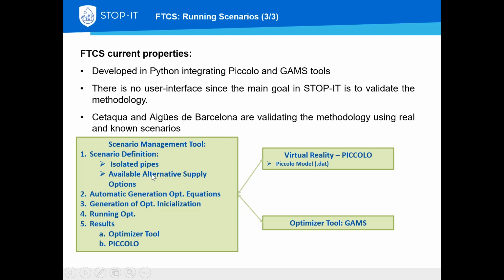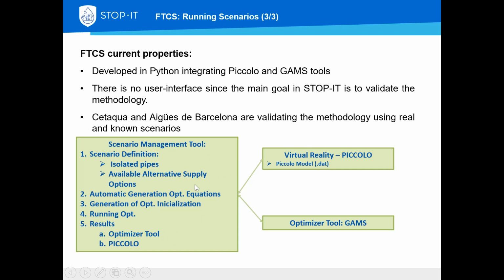So, in this box, you can see the main features of this tool. First, related to the scenario definition, as we explained. Then the automatic generation of the optimization equations. Third, the generation of the initialization files to solve the optimization problem. Then run the optimization solver, and finally show the results using the hydraulic model.